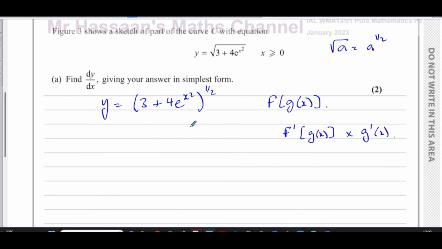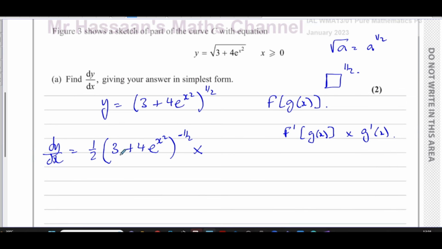Here the main function is something raised to the power of a half. To differentiate that, you multiply by the power and take one from the power. So dy/dx will start off with a half times 3 plus 4e to the power of x squared, which stays exactly as it is at first. Now you take one from the power: a half minus 1 is negative a half. Then you multiply by the differential of what's inside the function, which is 3 plus 4e to the power of x squared.